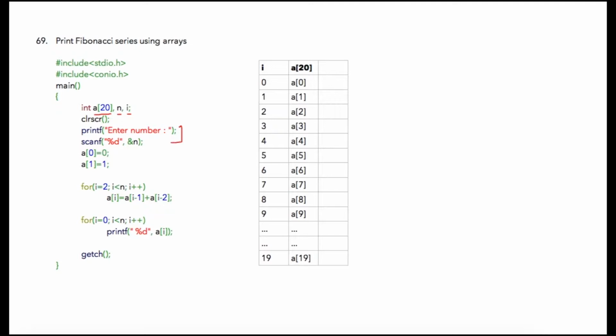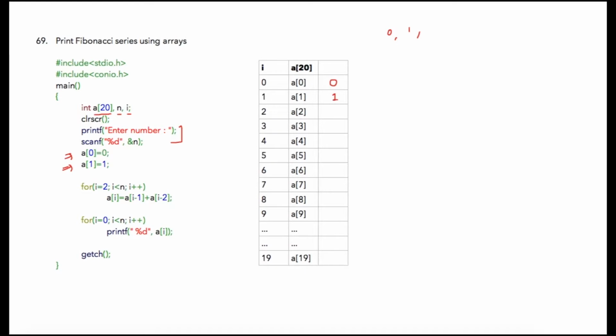So I'm asking the user to enter n, and after that, because we know that the first two elements of the Fibonacci series are 0 and 1, I'm initializing a[0] with 0 and a[1] with 1. So a[0] is initialized to 0 and a[1] to 1.